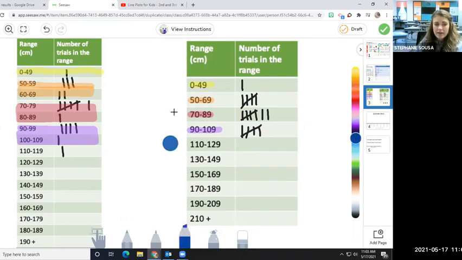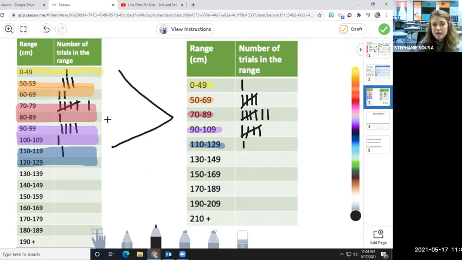Grab a different color highlighter. Finally, we're going to go to 110 all the way up to 129. So that's my 110s and my empty 129 range. There is 1 car in this range, and if this were the race that day, that car would be the winner. Right? So what have we done? We've simplified our data. We've made it easier to read by creating fewer categories. Okay, that's all we've done.